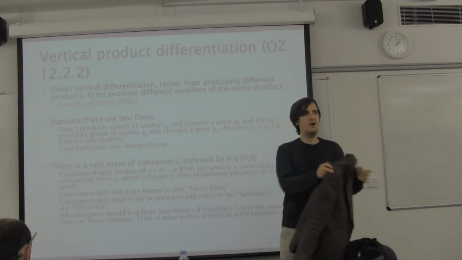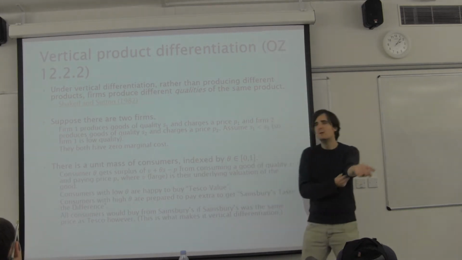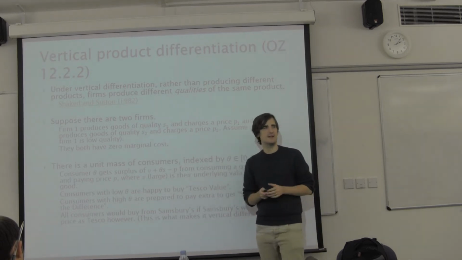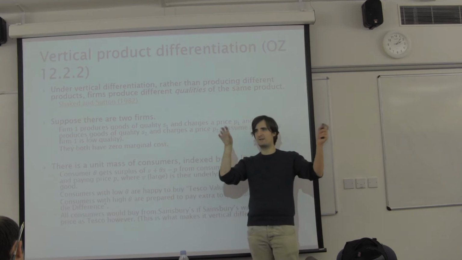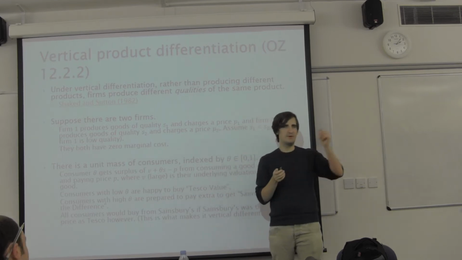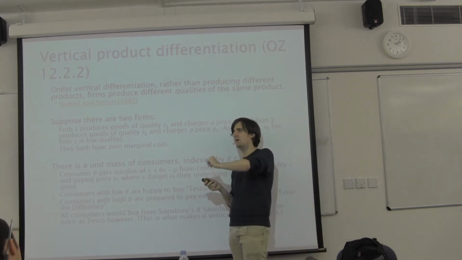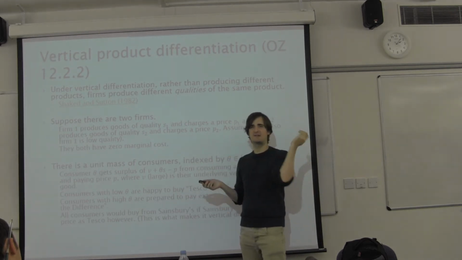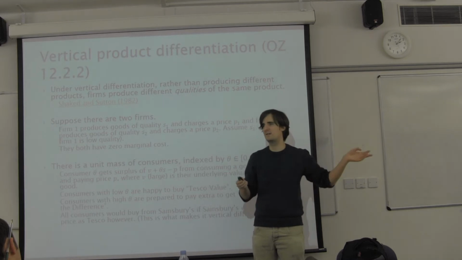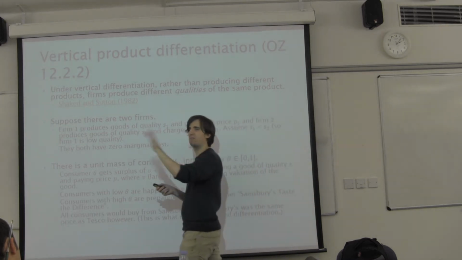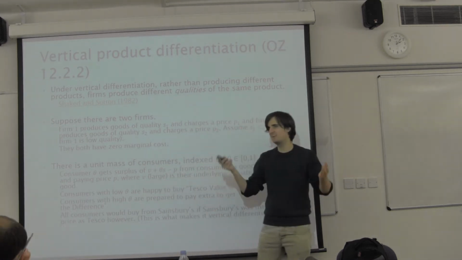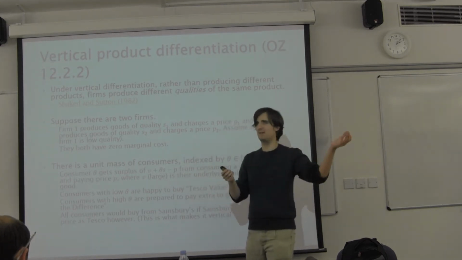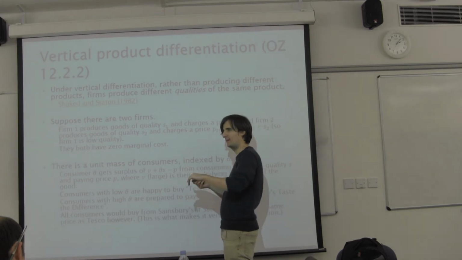So previously we looked at horizontal differentiation, where different consumers prefer different products. Even if the two products were priced at the same level, some consumers would prefer one product, some consumers would prefer another product. In this Hotelling line model, some consumers would prefer to go left because they were closer to the left, some consumers would prefer to go right. Think of it as a metaphor for how spicy food is: some consumers like spicy food, some consumers don't.